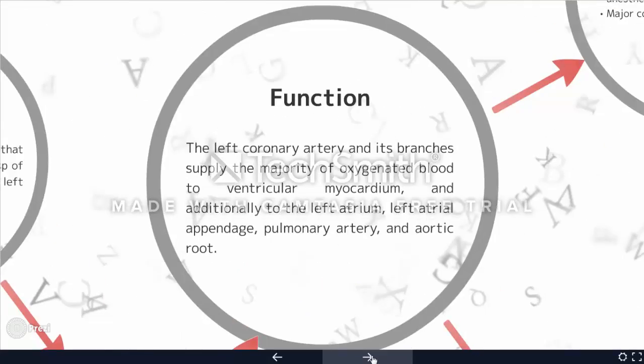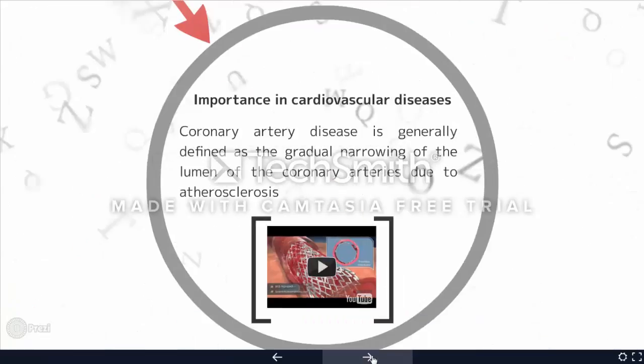Function. The left coronary artery and its branches supply the majority of oxygenated blood to the ventricular myocardium, and additionally to the left atrium, left atrial appendage, pulmonary artery, and aortic root. Importance in cardiovascular disease. Coronary artery disease is generally defined as a gradual narrowing of the lumen of the coronary arteries due to arteriosclerosis.